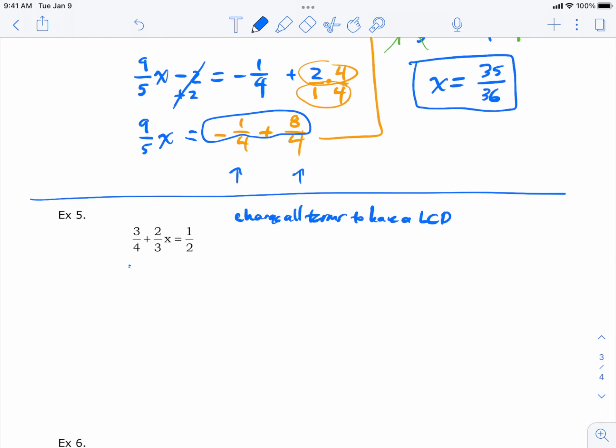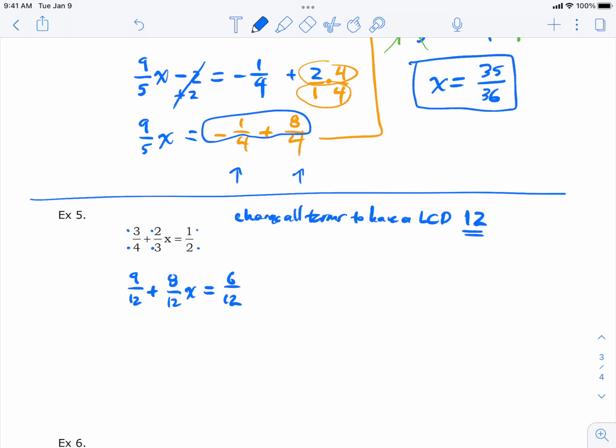Remember LCD, that least common denominator. When you look at a 4 and a 3 and a 2, the least common denominator is 12, because 4 and 3 both go into 12, 2 goes into 12, yep, 12. So I'm going to make everything be 12ths. This one I'm going to have to multiply by 3 over 3 to get 9 over 12. This one I'm going to multiply by 4 over 4 to get 8 over 12x. And this one I'm going to multiply by 6 over 6 to get 6/12. Okay, so everybody's 12ths.